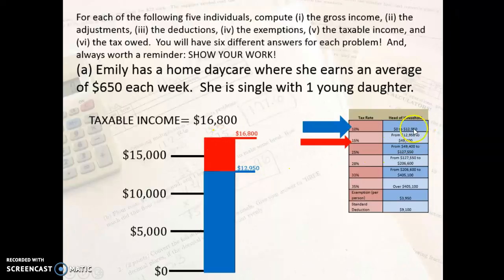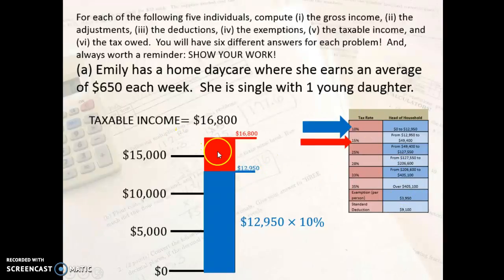Now, in this chart, it goes up to 49,000. I don't need the 49,000. Emily's only up to 16,800. What did I do? I took Emily's taxable income and I chopped it into two different tax brackets. How do I proceed from here? I look at this, the blue part, the 12,950, and I say that's taxed at 10%. Where's the 10% come from? The figures in that chart.